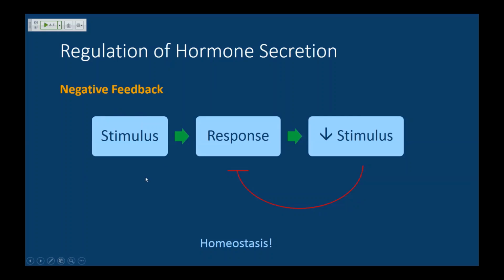Okay, so negative feedback. We have a stimulus. The stimulus leads to a response, and the response will then decrease that stimulus. And then when we decrease that stimulus back to where it should be, the normal baseline, that in turn turns off the response. So that is negative feedback.